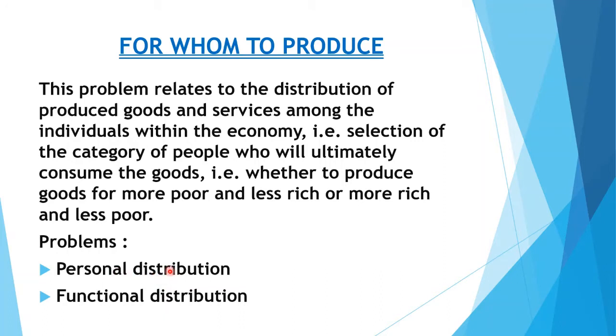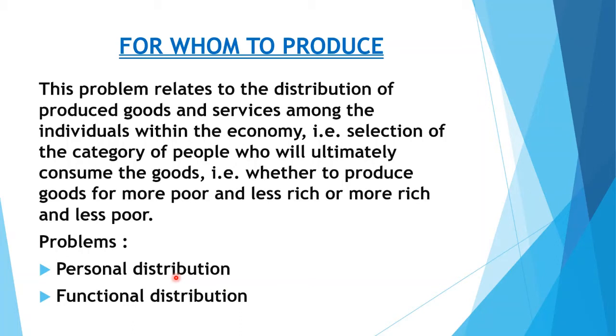Factorial distribution of income, or functional distribution, includes factors of production like land, labor, capital, entrepreneur, etc. And the second one, the personal distribution, that is, interpersonal distribution of income. For this, we see what is the level of income. So an economy decides how to distribute, whether it will be for personal distribution or for functional distribution.